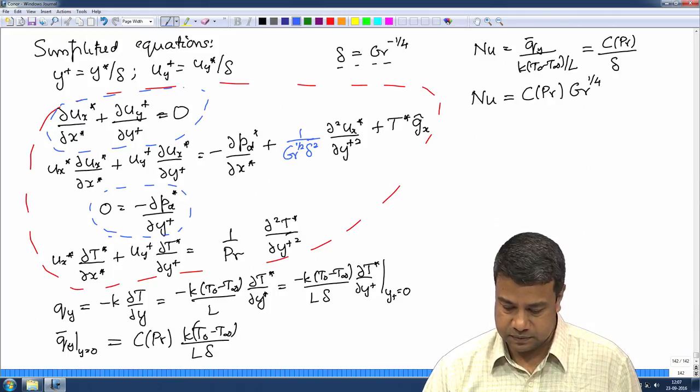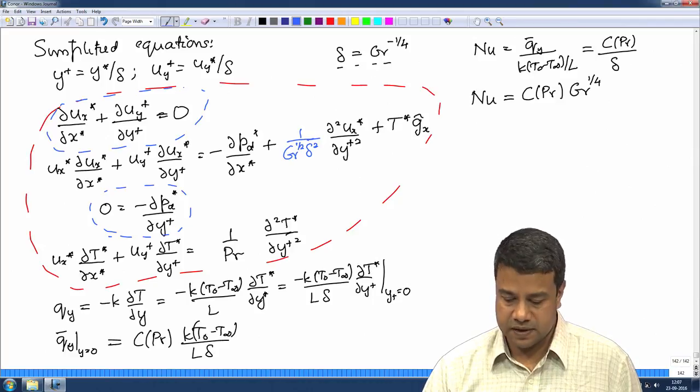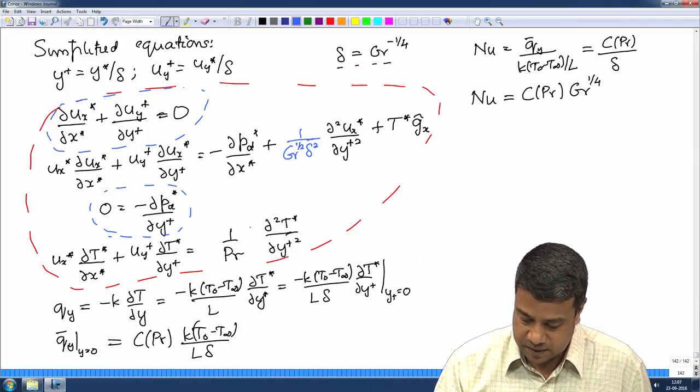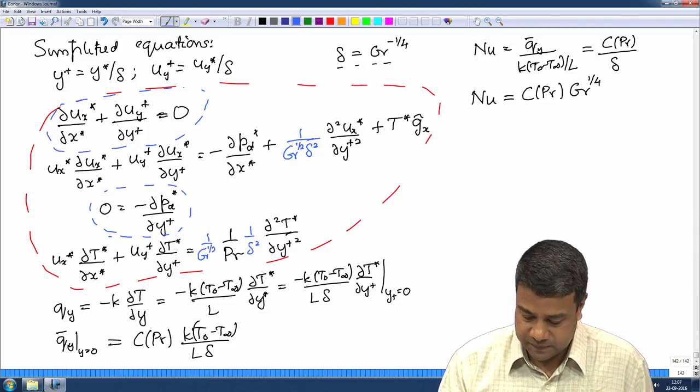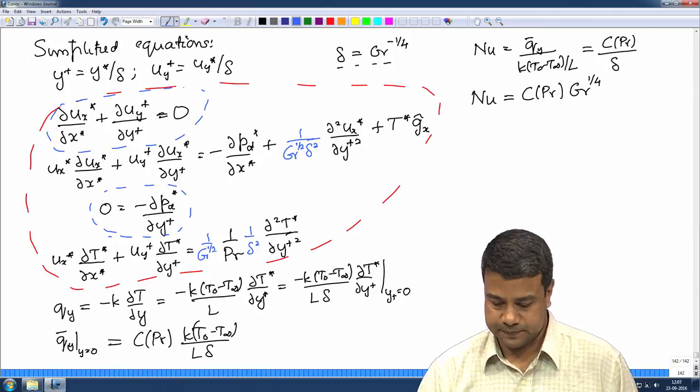And once again, in the energy balance equation, the convection term is balanced by the diffusion term, where I have a delta square, due to the two derivatives, and 1 over Grashof number to the half, times Prandtl number.